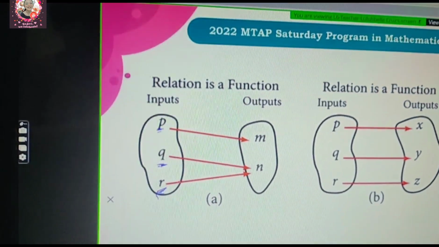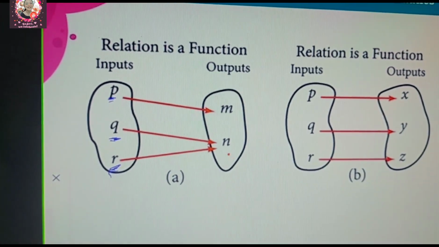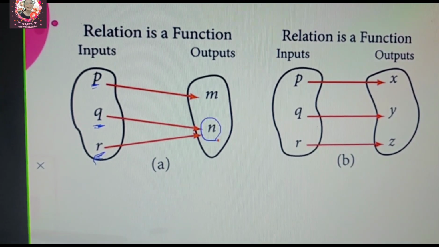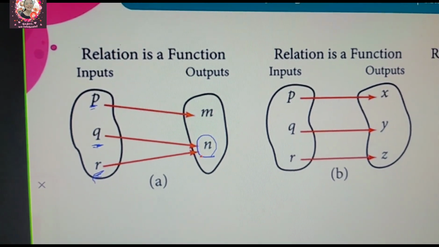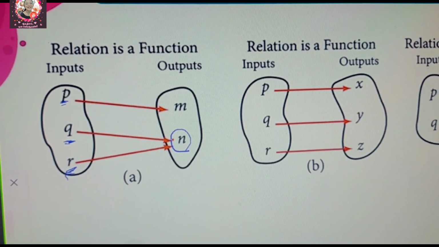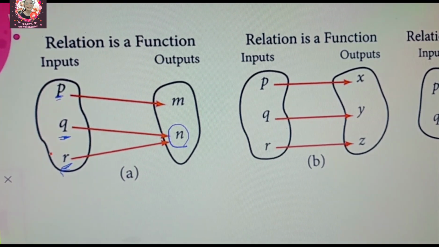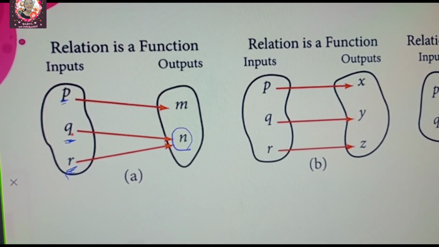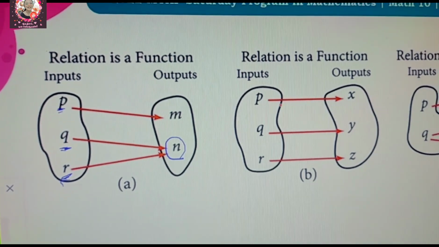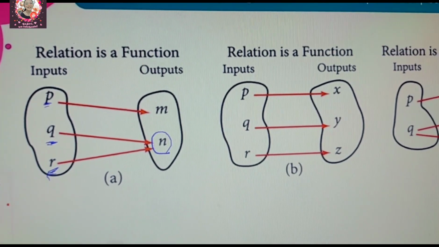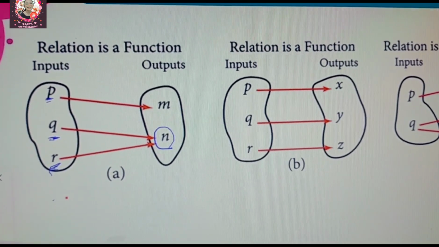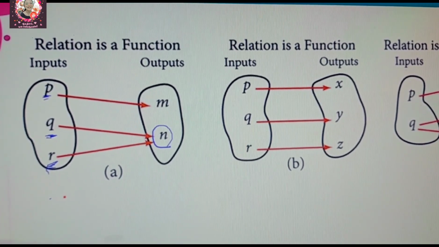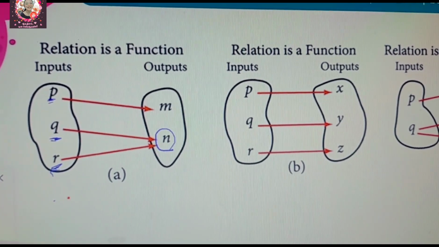Although yung N sa output ay naka-pair up sa Q, we have QN and then RN, it does not matter, it's still a function kasi mas tinitingnan natin yung input element. Tapos, ito rin, ito yung ating many to one. Itong A is called many to one na relation and it's a function.